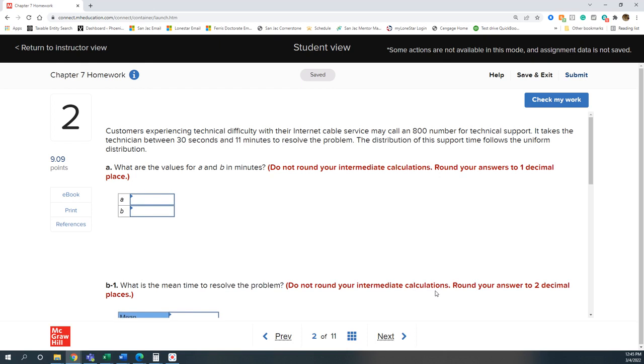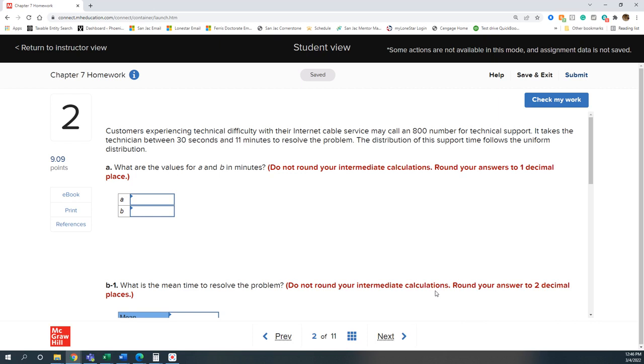So, customers who experience technical difficulties with their internet cable service may call an 800 number for technical support. It takes the technician between 30 seconds and 11 minutes to resolve the problem. The distribution of this support time shows the uniform distribution. Then it asks, what are the values for A and B in minutes?